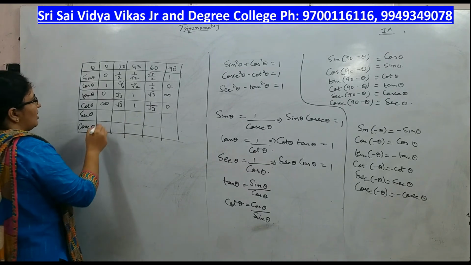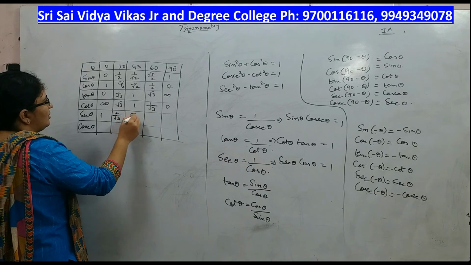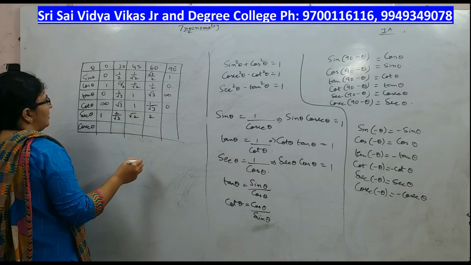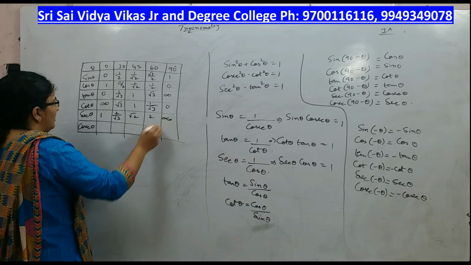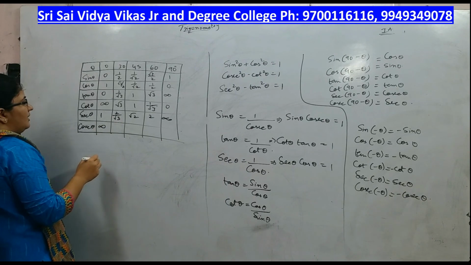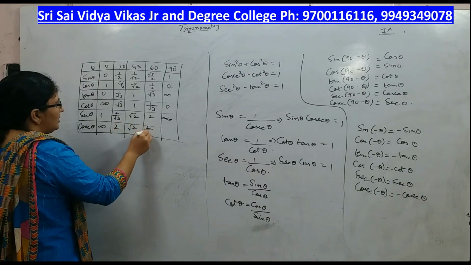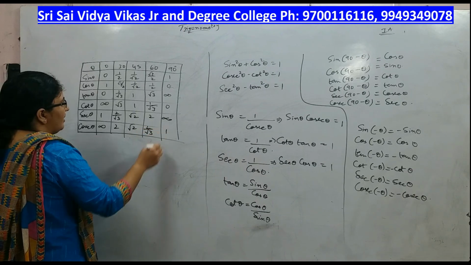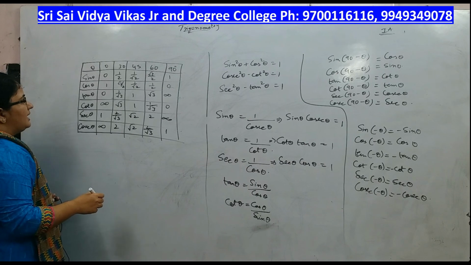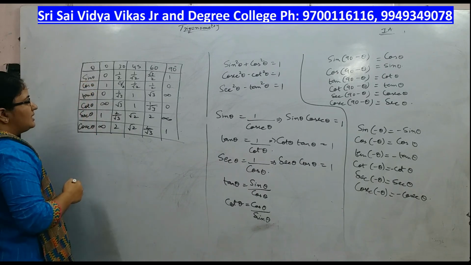Secant theta is 1 by cos: 1, 2 by root 3, root 2, 2, infinity. Cosecant: infinity, 2, root 2, 2 by root 3, 1. Cosecant theta is 1 by sin theta. This is the value table.